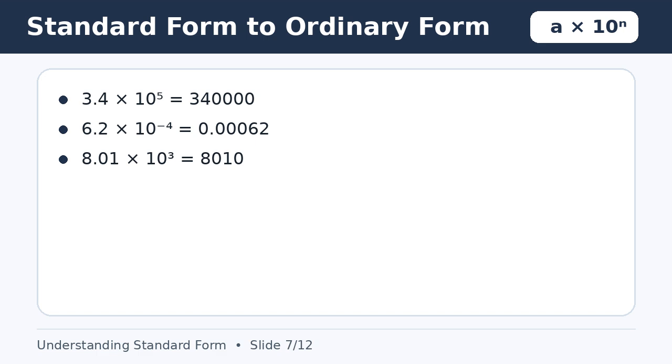Now consider 6.2 times 10 to the power minus 4. The exponent is negative 4, so move the decimal point 4 places to the left. Therefore, 6.2 times 10 to the power minus 4 is equal to 0.00062. Another example is 8.01 times 10 to the power 3, which is equal to 8010. The decimal point moves 3 places to the right.